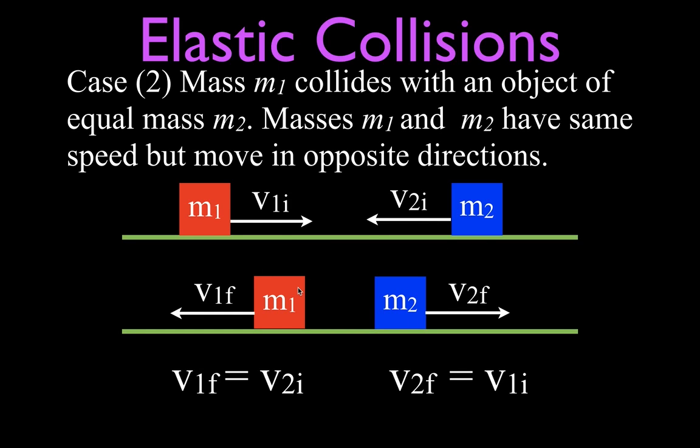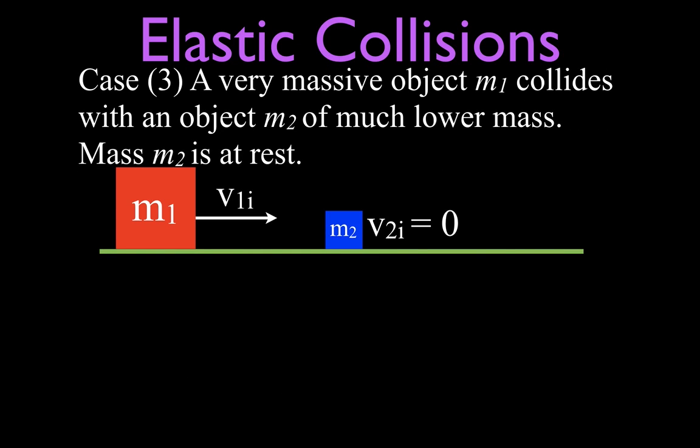Okay? Here is case number 3. Now, this is a little different. 3 and 4 are a little different. It's a little bit more interesting, maybe. We have a very massive object, M1, and a much less massive object, M2. This one's moving, and this one is at rest. Now, this is kind of an extreme case, as I said, and this is where the mass of M1 is much greater, maybe 10, 100, or even 1,000 times greater than the mass of M2.